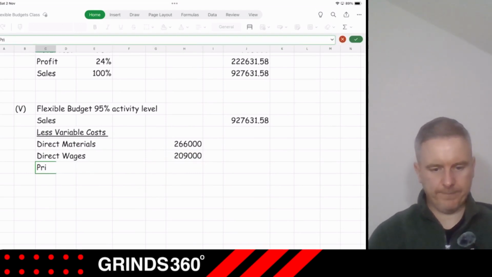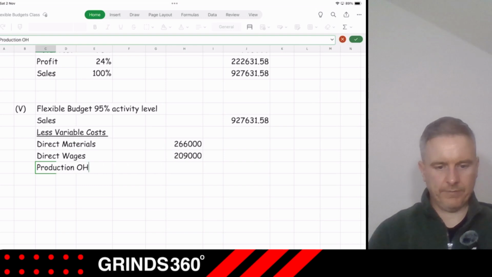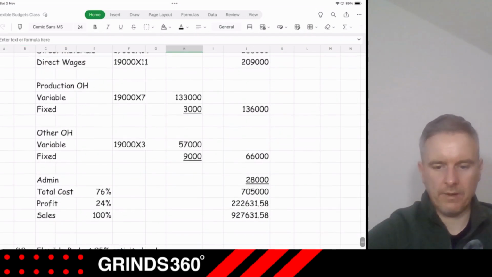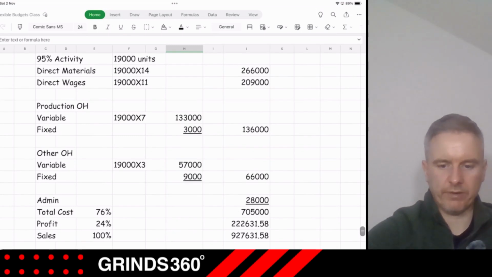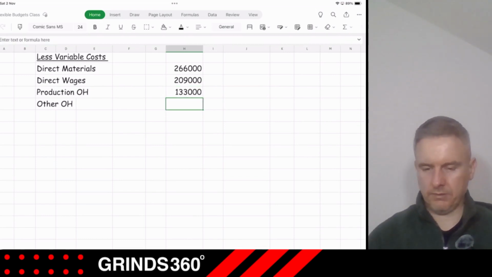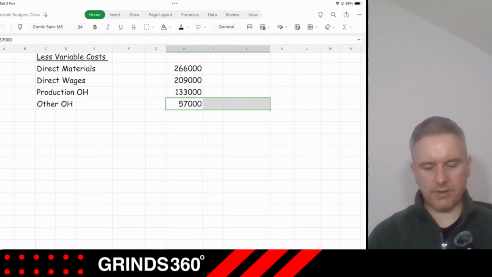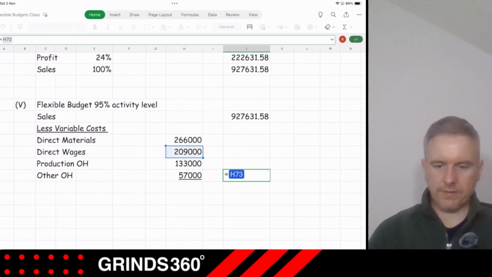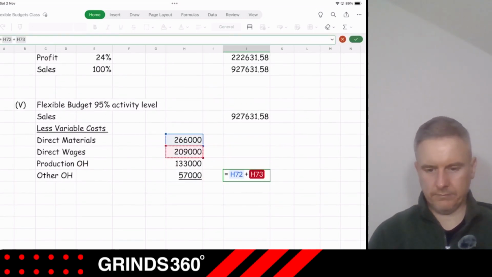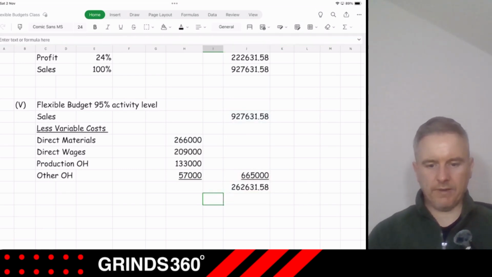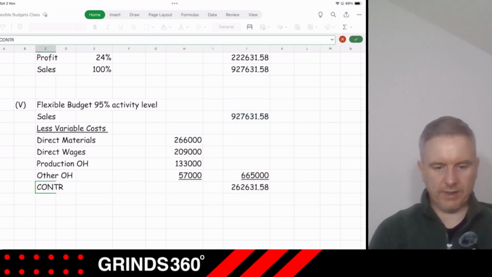The production overheads and the other overheads. And remember, you're taking the variable element there. So the variable element is 133 and 57. So that gives us our total for our variable. So again, the 4 are added. And all we're doing is subtracting then. And that gives us our contribution, and make sure that is labeled.